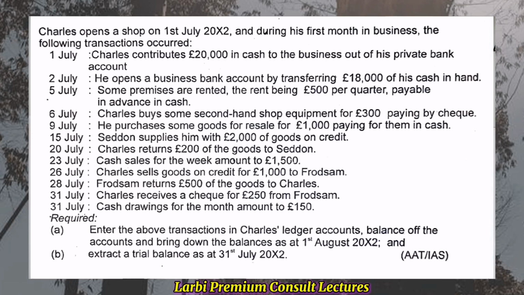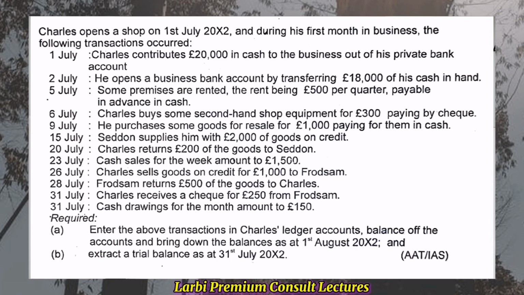9th July, he purchases some goods for resale for 1,000 euros, paying for them in cash. 15th July, Ceylon supplies him with 2,000 euros of goods on credit. 20th July, Charles returns 200 euros of the goods to Sidon. 23rd July, cash sales for the week amount to 1,500 euros. 26th July, Charles sells goods on credit for 1,000 to Fruitson.